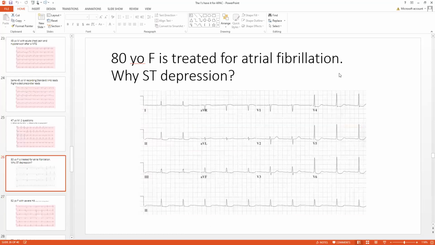All right, here's another mimic. This is an 80-year-old female treated for atrial fibrillation. And Laura and I were just talking about this drug a little bit earlier. Why is there such ST depression? It looks kind of like concave ST depression in all but AVR and V1. Here it looks like convex ST elevation.